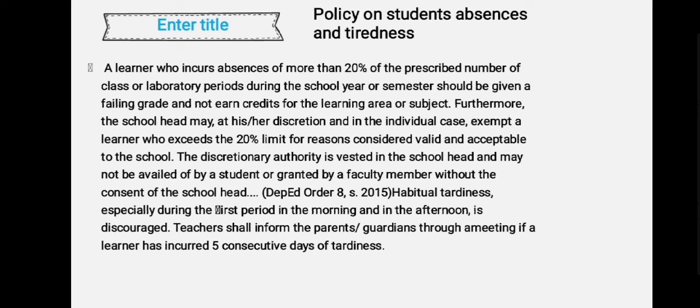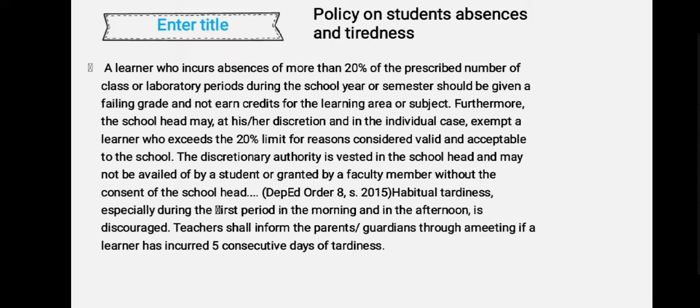The policy on students' absences and tardiness. A learner who incurs absences for more than 20% of the prescribed number of class or laboratory periods during the school year or semester should be given a failing grade and not earn credits for the learning area or subject. Furthermore, the school head may, at his or her discretion and in individual cases, accept a learner who exceeds the 20% limit for a reason considered valid and acceptable to the school. This discretionary authority is invested in the school head and may not be exercised by students or granted by a faculty member without the consent of the school head. It is DepEd Order 8, Series of 2015.